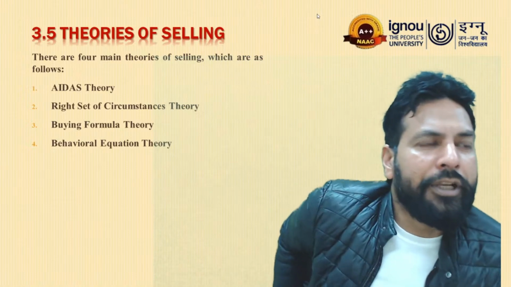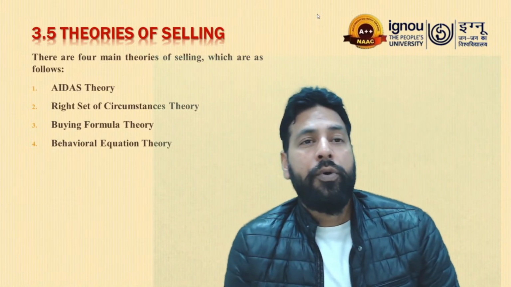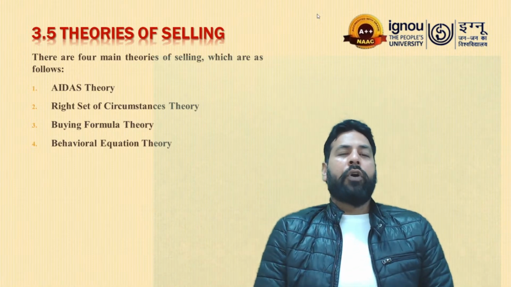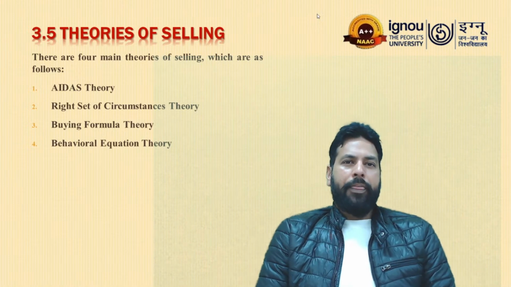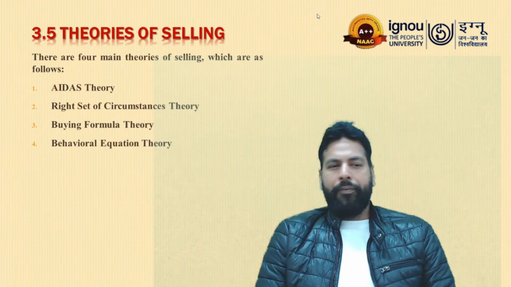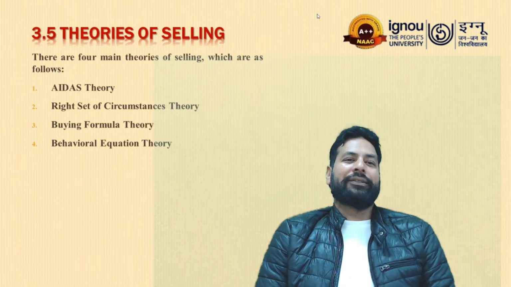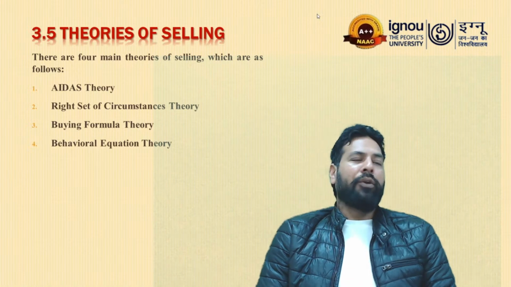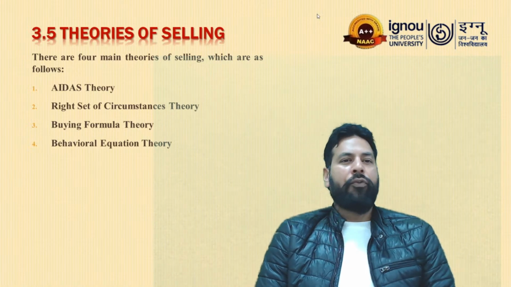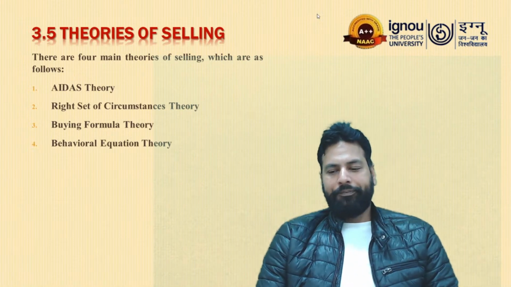They would like to experiment with things, which is not very true for an individual or a company which is traditional in nature. They would only like to go for things which are settled, which are standard. So I should be knowing about this. These are the 4 main theories of selling. I'll move on.